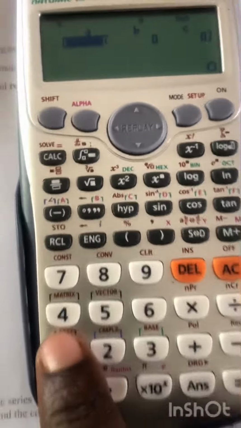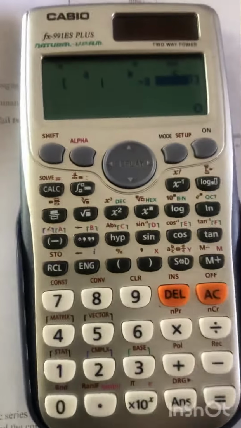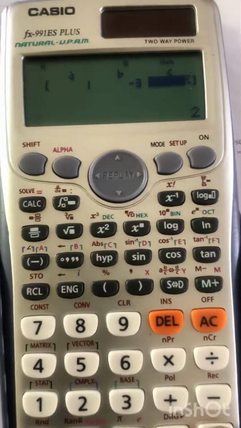Coefficient of x squared is 1, so I press 1 equal to. Coefficient of x is negative 3, so I press negative 3 equal to. The constant is 2, so I press 2 equal to. Then I press equal to again to reveal my values.